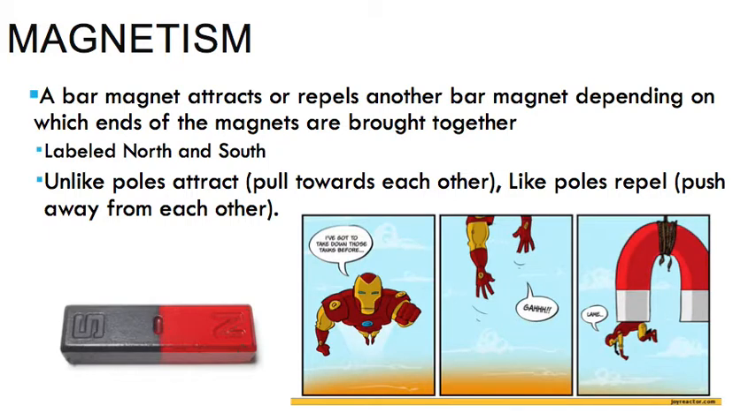So in magnetism, we've got a bar magnet, which is just a simple magnet. It's going to attract or repel another bar magnet depending on which ends of the magnet are brought together. And I'm pretty sure you already know that information, right?